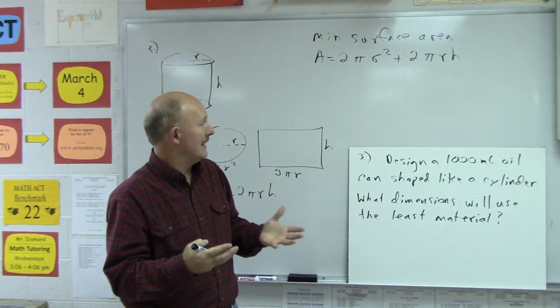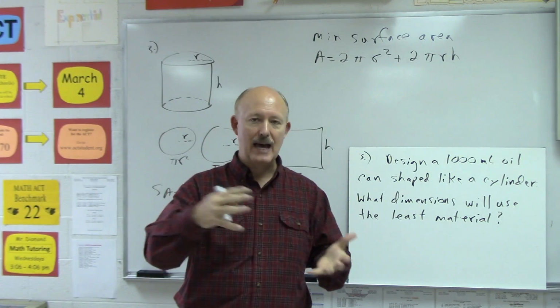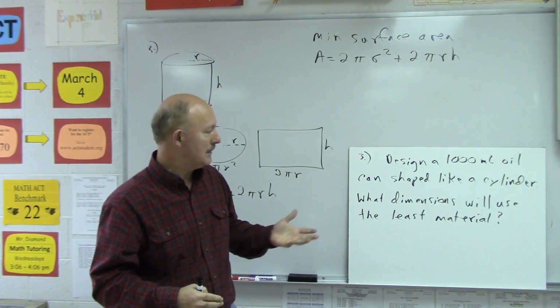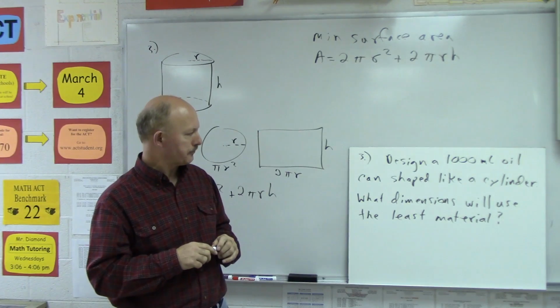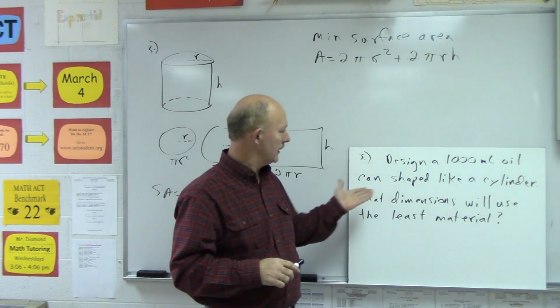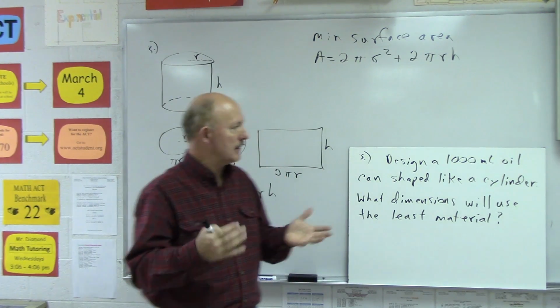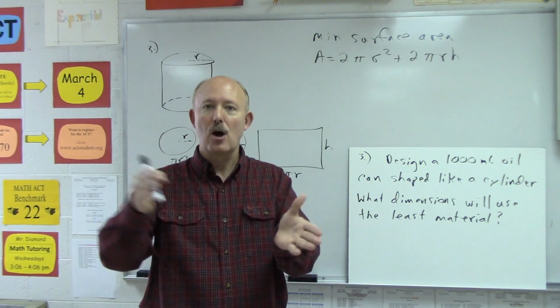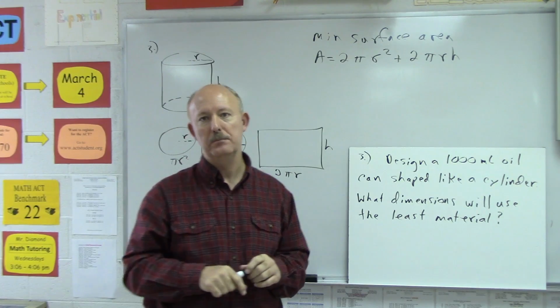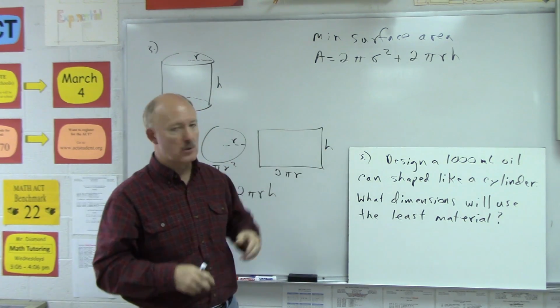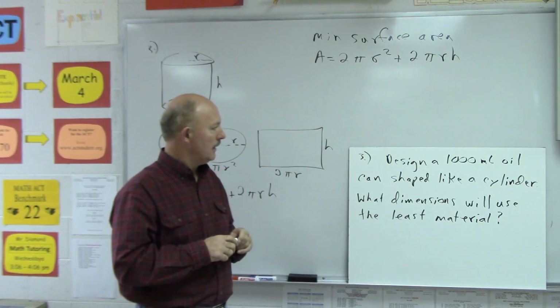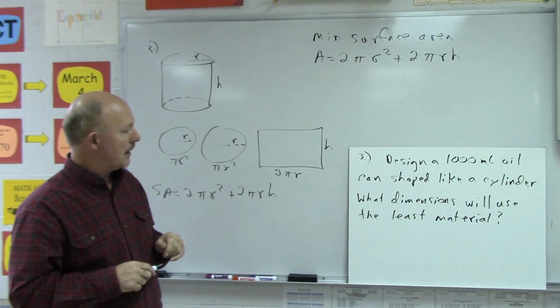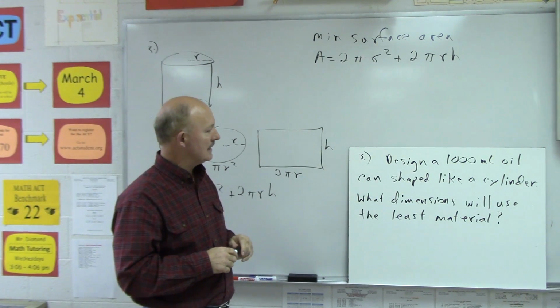Remember, if you're an engineer and they ask you to design a can like this, this would be the type of problem that you may have to work. So a 1,000 milliliter oil can, and the minimum amount of material. The more material you use, the higher the cost and the smaller the profit would be, if you actually have to make these commercially. So the 1,000 milliliters, that's going to be our secondary equation.